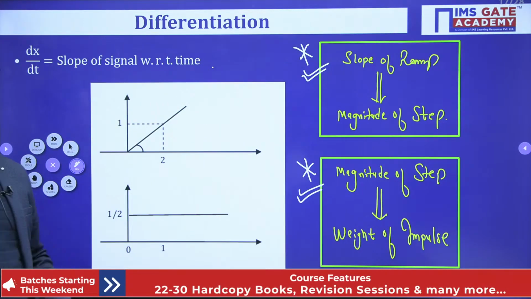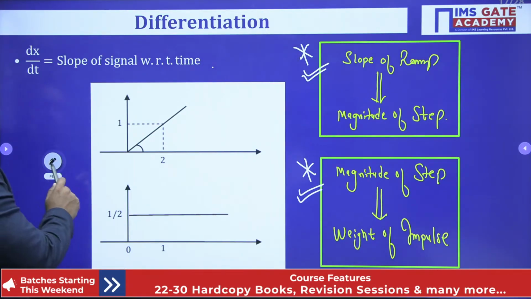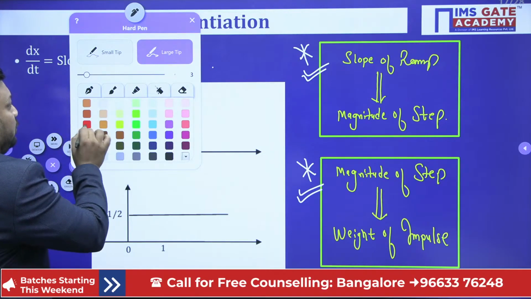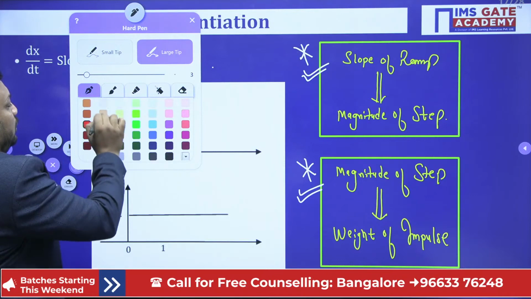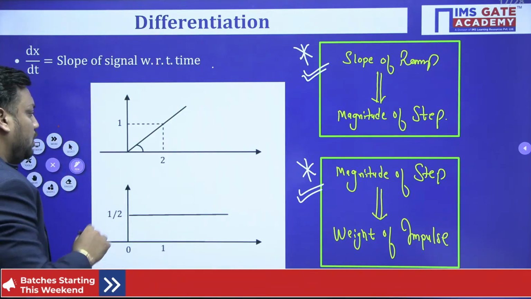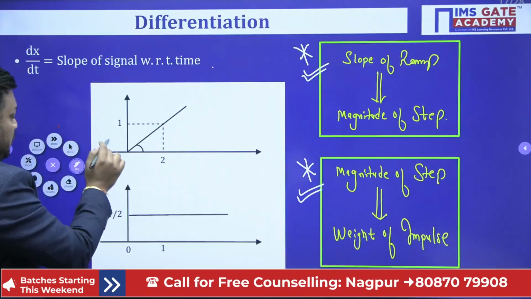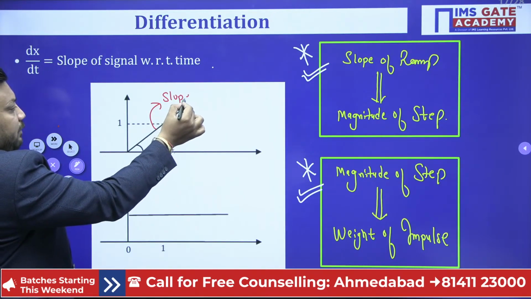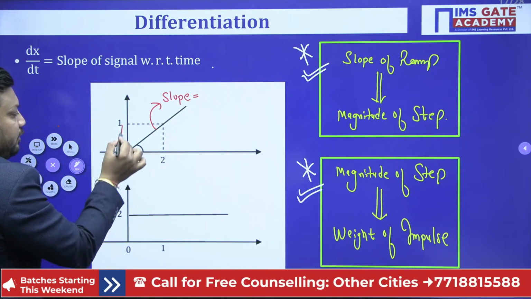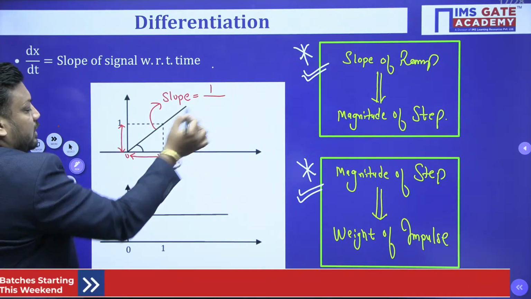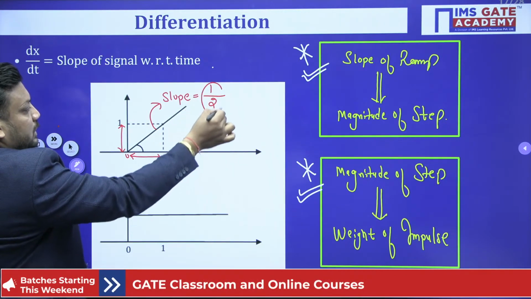Yes. So now, students, let us focus on this part. If I talk about this first diagram, definitely it is a ramp signal. You can easily observe from the diagram itself. Because this is a ramp signal, I can calculate the slope, which is the difference in y upon the difference in x. What is the difference in y-axis? 1. What is the difference in x-axis? 2. So the slope is 1 by 2.